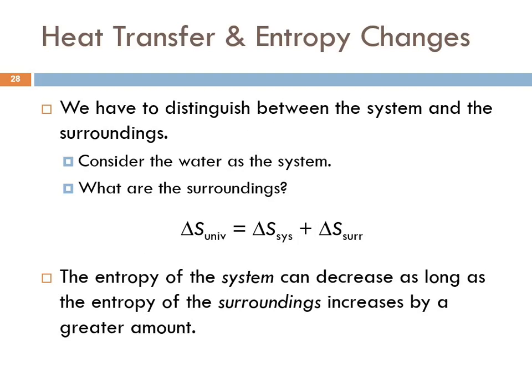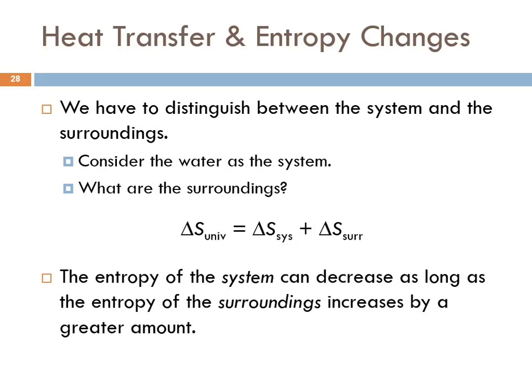So we have to distinguish between the system that we're looking at and the surroundings. If we're talking about water freezing, let's think of water as the system. You can define the system and the surroundings in many different ways, but we'll call water the system. So if the water that we're watching freeze below 0 degrees Celsius is the system, what are the surroundings? We have to divide the universe into two pieces, the system and the surroundings. So the water is the system.